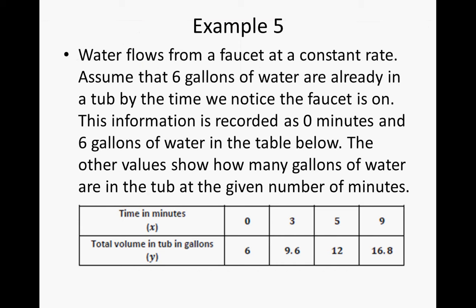All right, let's go ahead and do example 5. Water flows from a faucet at a constant rate. Assume that 6 gallons of water are already in a tub by the time we notice the faucet is on. This information is recorded as 0 minutes and 6 gallons of water in the table below. The other values show how many gallons of water are in the tub at a given number of minutes.